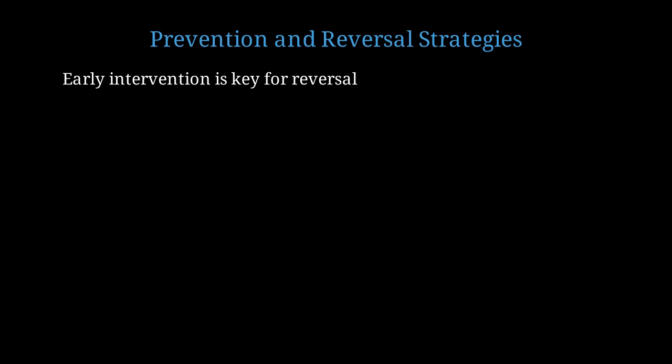Now let's discuss prevention and potential reversal of hormone imbalance-related body shape changes. Early intervention is crucial. The longer hormone imbalances persist, the more difficult they are to reverse. Body composition changes become more entrenched over time.